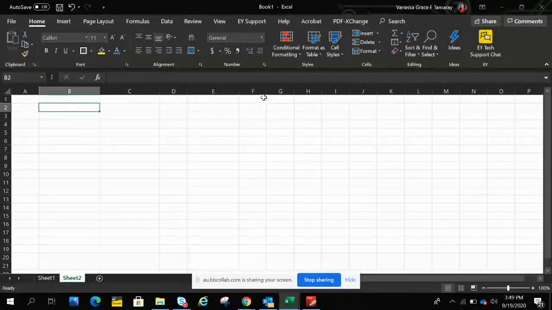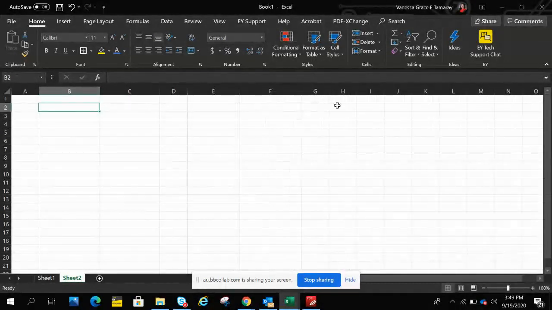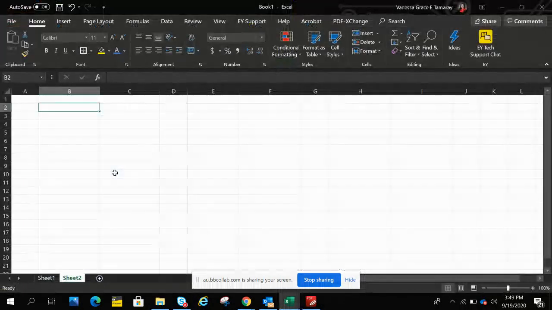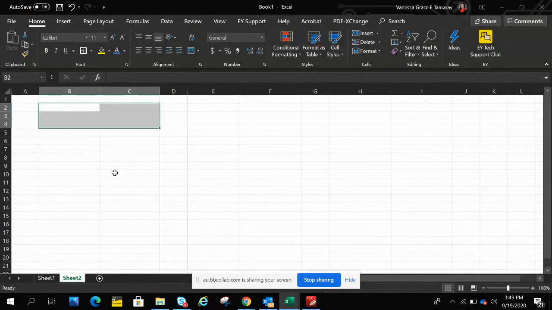Bilis lang to, guys. Sobrang konti na lang. Then, bilis lang natin gagawin yung trial balance. Tiis lang para pag nag-answer na kayo, dire-diretso. Okay. So, ganito lang siya. Itsura niya. We have here.